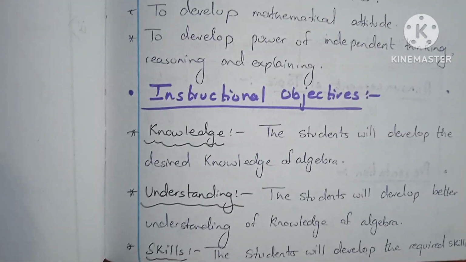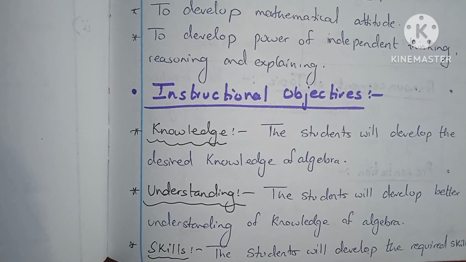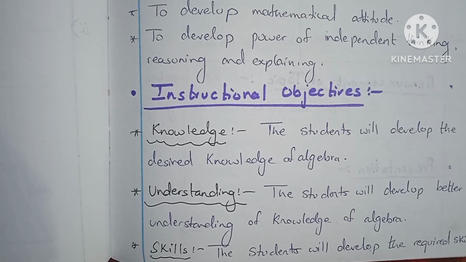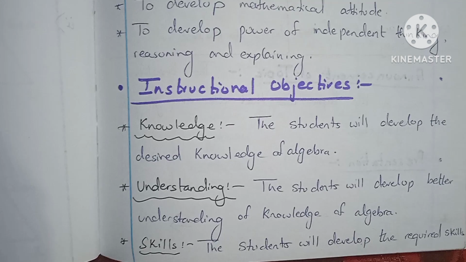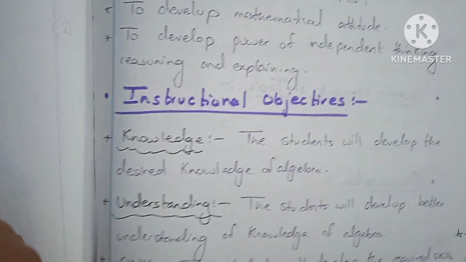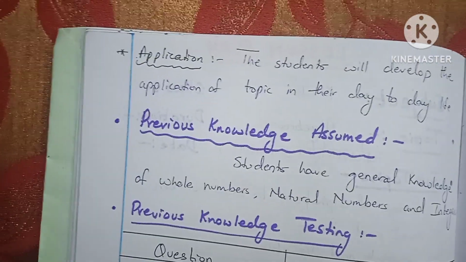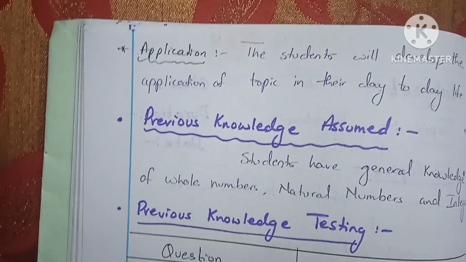For instructional objectives, for knowledge, students will develop the desired knowledge of algebra. Understanding, they will create the understanding of algebra and they will develop the required skills related to the topic. They will also be able to apply the knowledge of the topic in their day to day life.